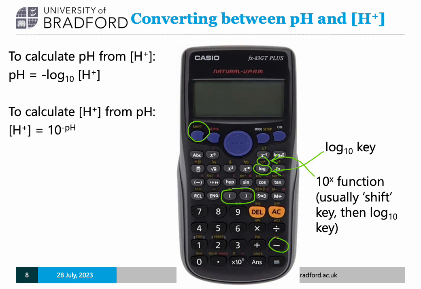To get a proton concentration from a pH value, you need to find your 10 to the power of key. Just highlight it here. 10 to the power of. In the case of this calculator, it's actually the same key as your log to the base 10 key. You just have to press shift to activate it, but obviously not all calculators are the same. But anyway, you press your 10 to the power of key, and then you press minus, and then you input the pH value. Again, you may have to put in a set of brackets yourself, or your calculator may insert the first bracket for you. And that's how we convert pH value to proton concentration.